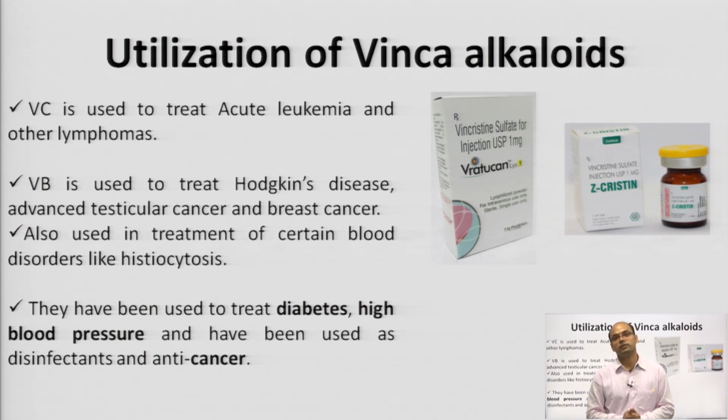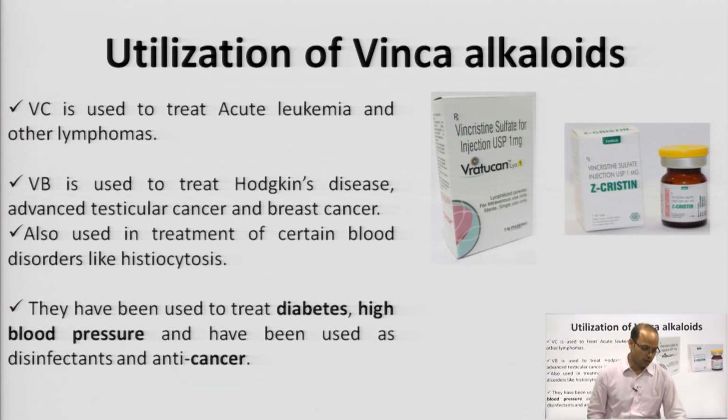Also these Vinca alkaloids are used in the treatment of certain kinds of blood disorders like histiocytosis. Also, as we have seen in the very first slide, these Vinca alkaloids are used in a variety of diseases apart from anti-cancer use. They are also used to treat diabetes, hypertension, high blood pressure, and also as a disinfectant. In this way you can utilize your Vinca alkaloids.